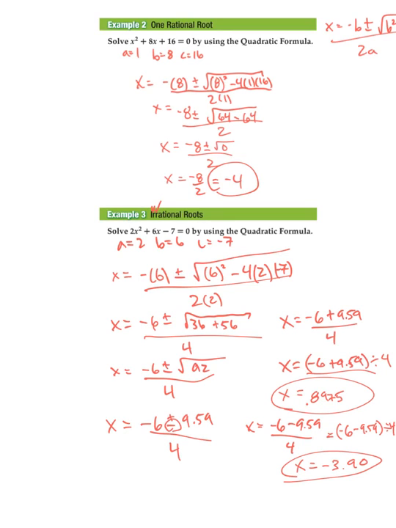Alright, guys, tomorrow we're going to take a look at ones where we have complex roots, just a little look ahead. I don't want to keep you guys too much longer today, so we'll stop there.